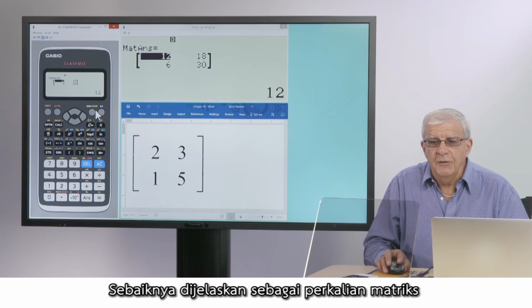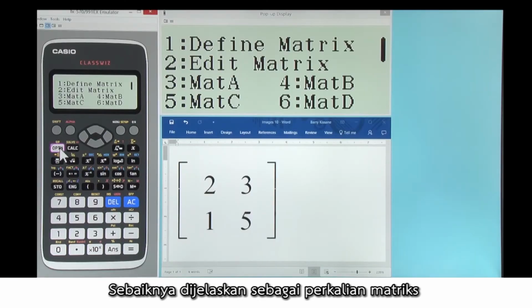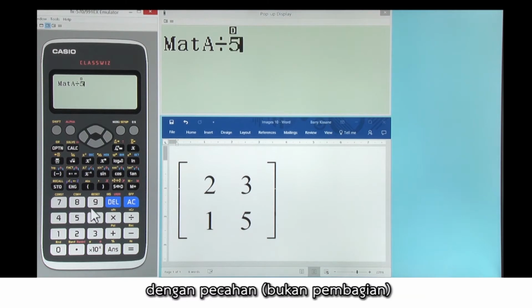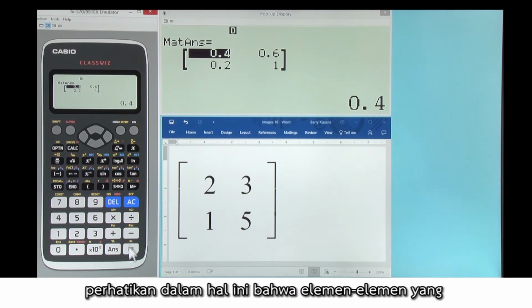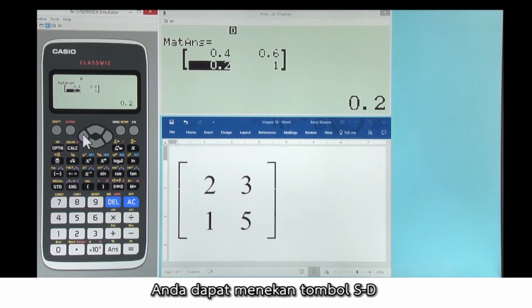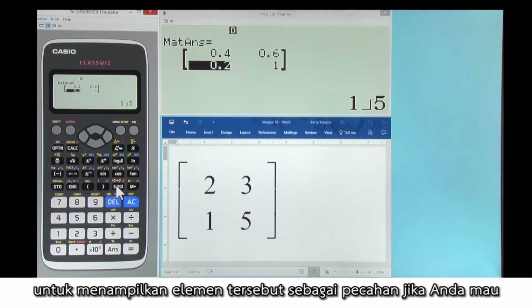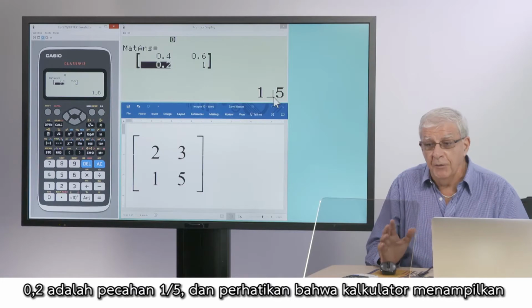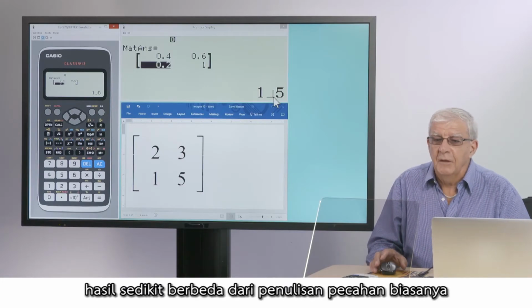Similarly, matrix A divided by 5 has the effect of dividing each element by 5, as you can see. Notice in this case that the elements are mostly given as decimals. You can tap the standard to decimal key to represent them as fractions if you want. 0.2 is the fraction 1/5, and notice it's written a little differently from the normal way.